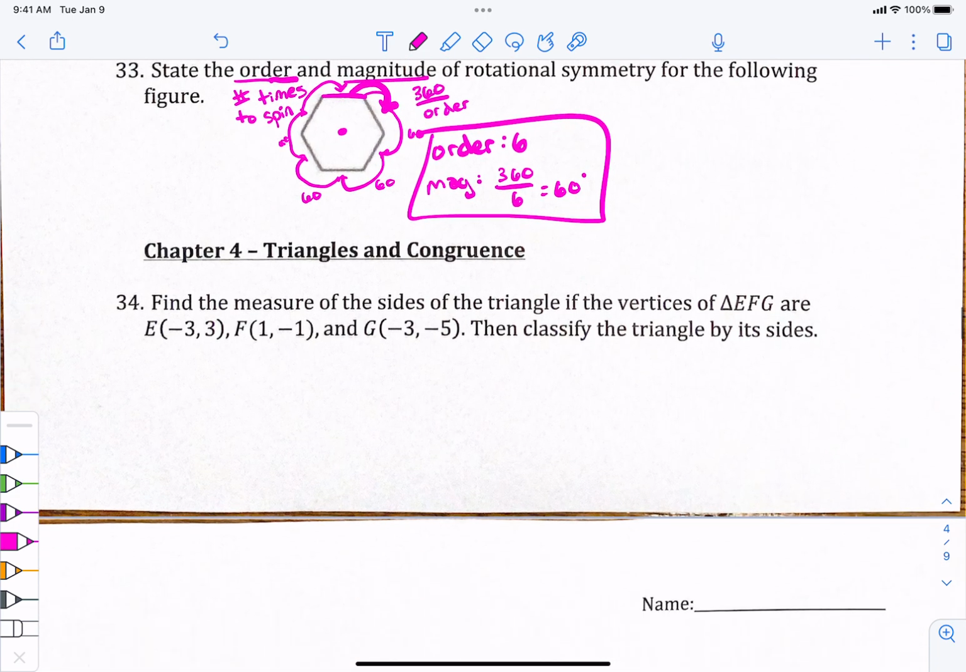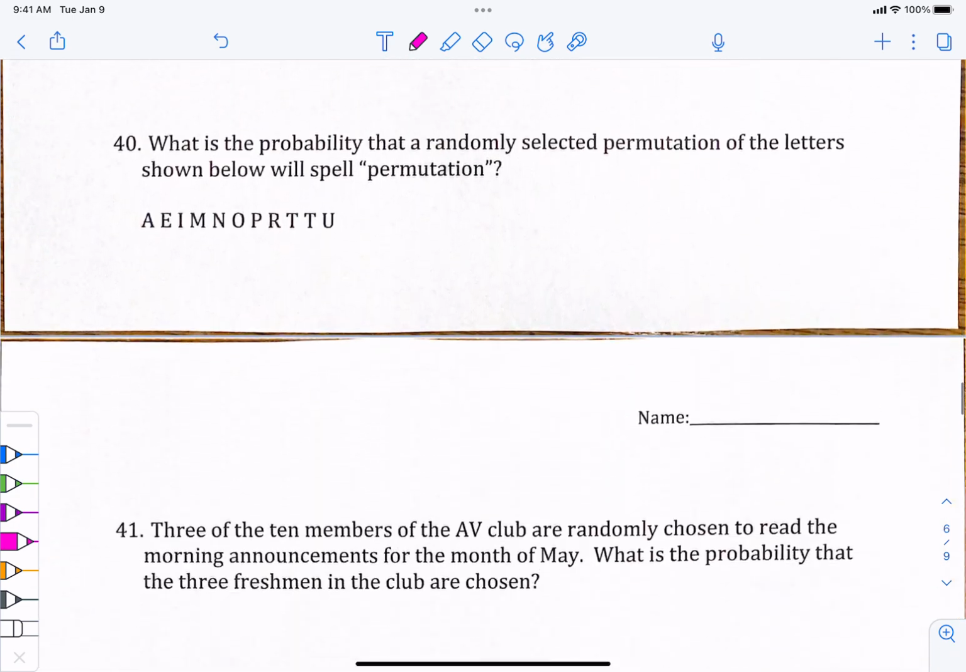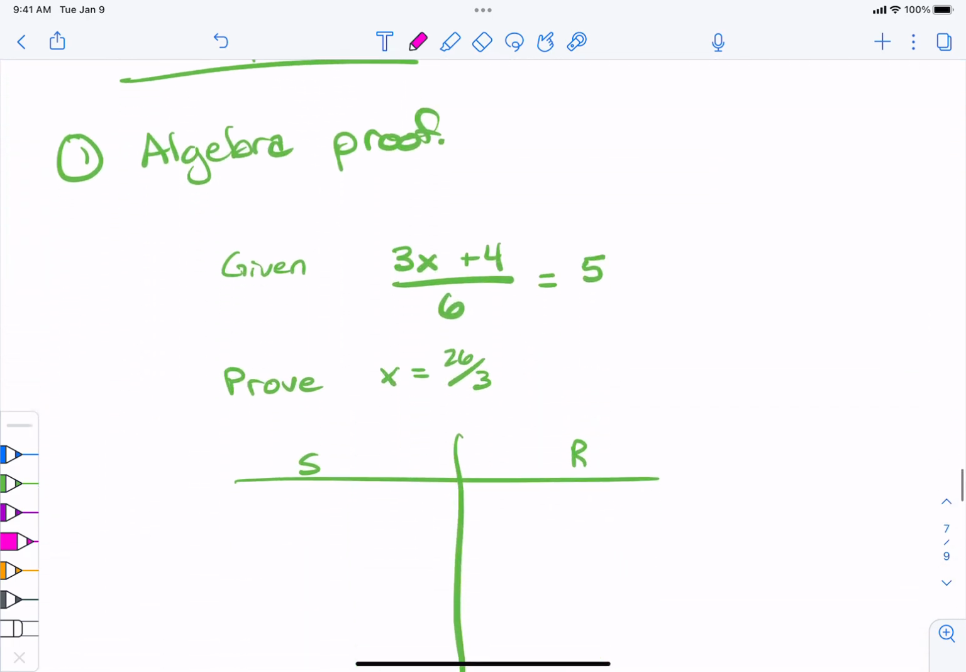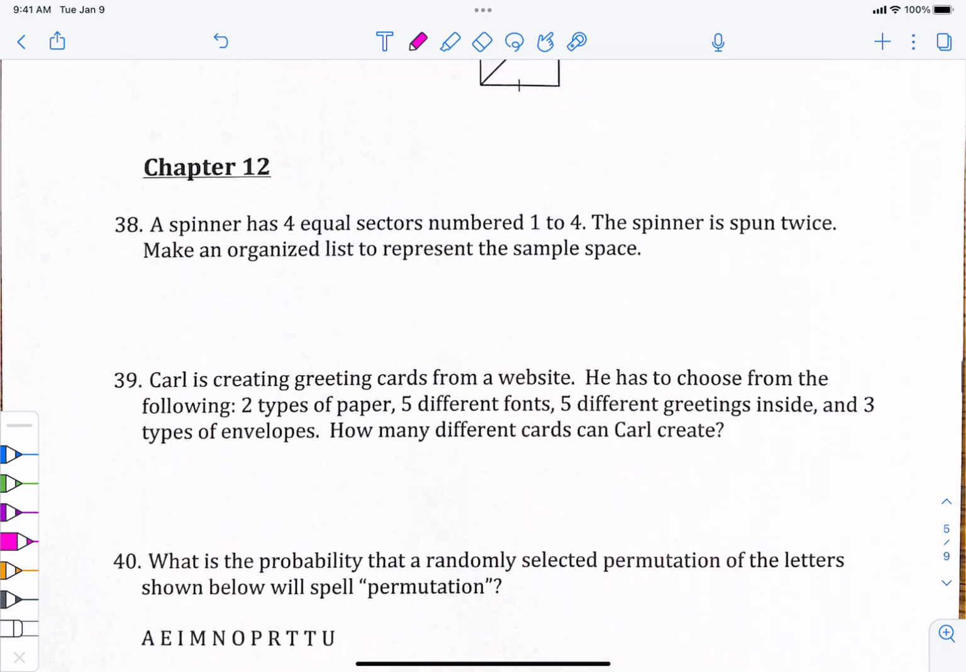That's all. Chapter 4 is what we'll start tomorrow, 4 and 12. And that's it. Holy cow. Oh, and the proofs. We have to do the proofs tomorrow. We'll go over those different types of proofs.